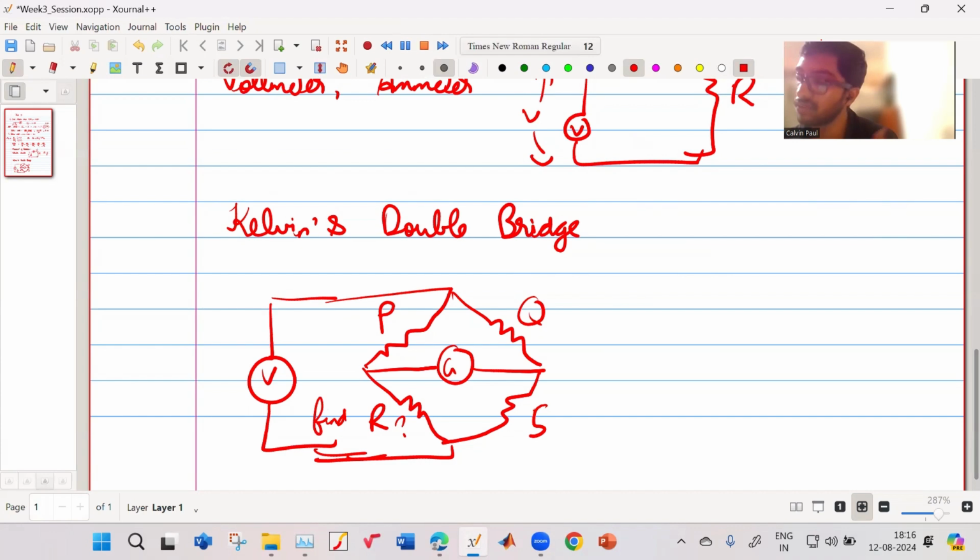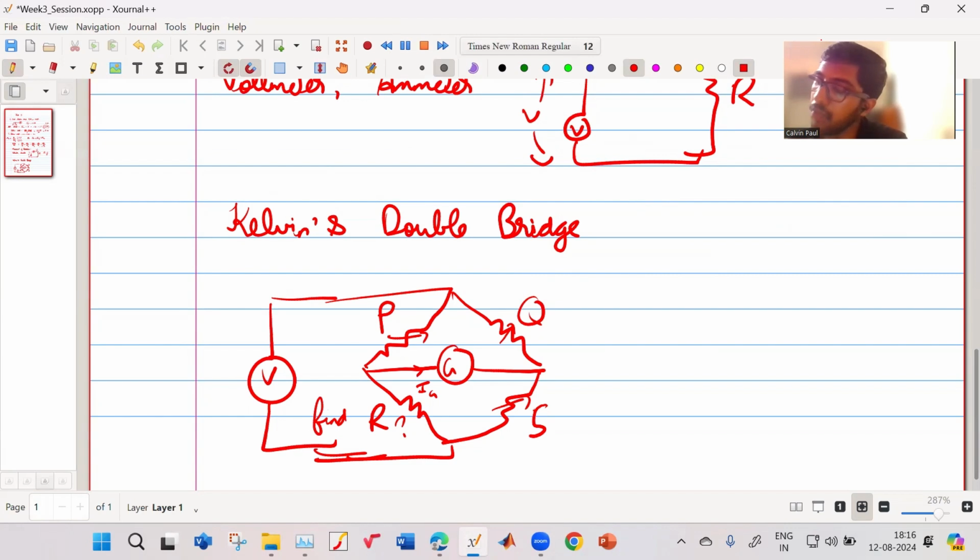P and Q, you can vary. Okay. Like you can change. You can set that P should be 10 ohm, Q should be 20 ohm, S should be 0.1 ohm. All that you can vary. Now this galvanometer will carry a current Ig when this bridge is not balanced.